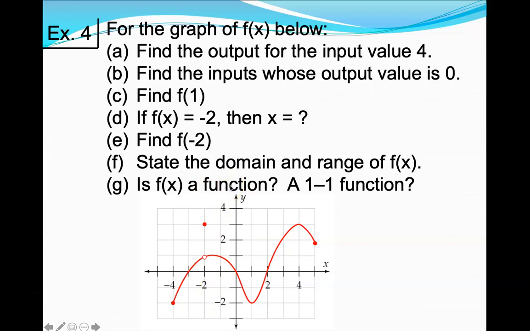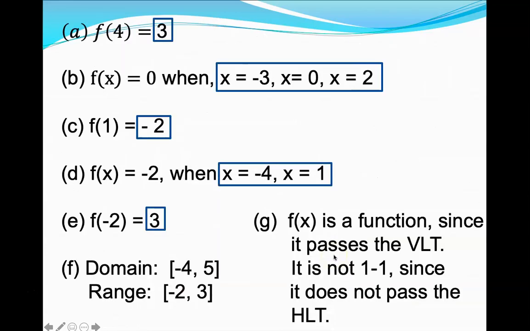It does pass the vertical line test because I have a dot, and if I had two solid dots here, then no, it would not be a function. But this does pass the vertical line test. Does it pass the horizontal? No, I could draw a horizontal line right here, or heck, the x-axis crosses 3 different values here. So it is a function. It is not one-to-one. It passes the vertical line test. It fails horizontal.